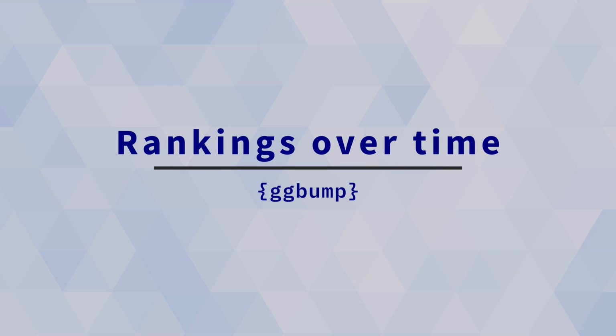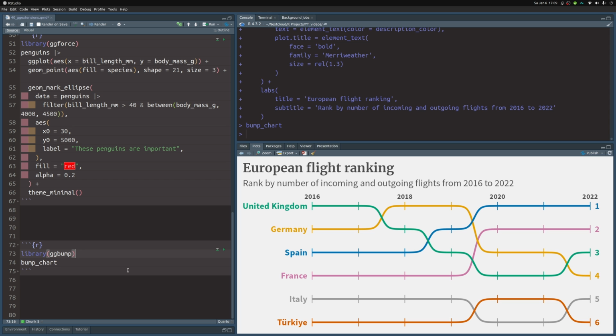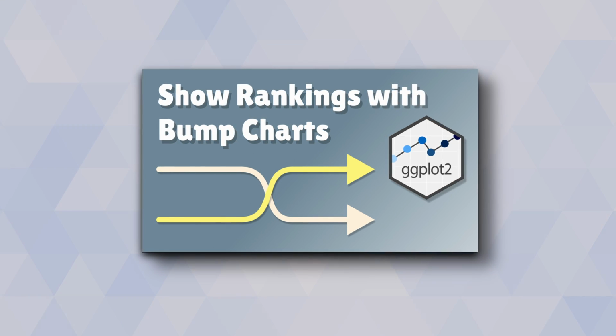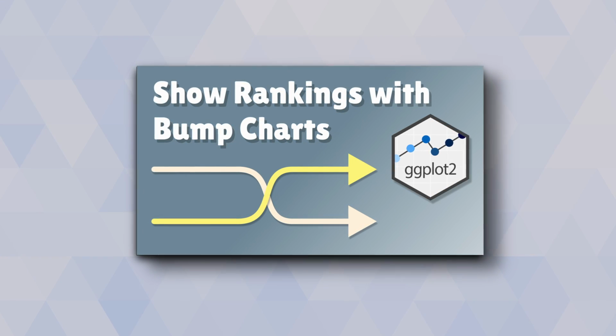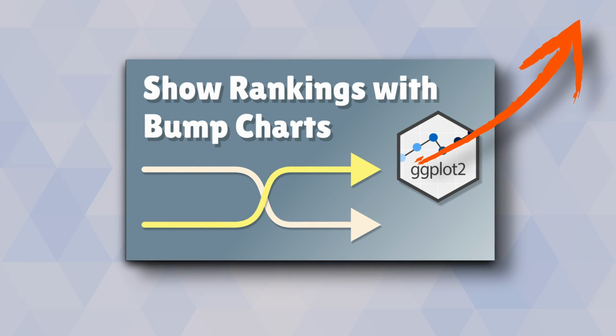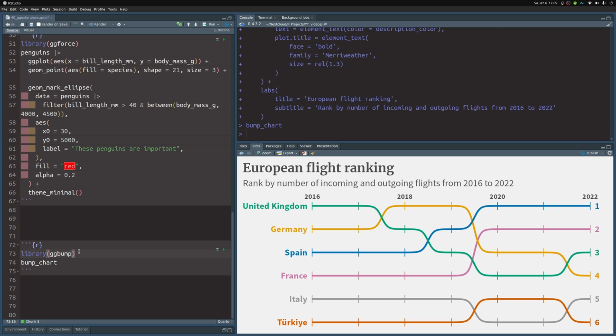Finally, let me mention one more package that allows you to create bump charts that you see here. It would be a bit too much to show you how this bump chart is created in this video, but I have another video that walks you through all of the code. So let me just refer to that video. You can find it in the description or via the link that should pop up right about now. Really, what I want to stress here is that the ggbump package allows you to create bump charts like this, which are great ways to show rankings over time.